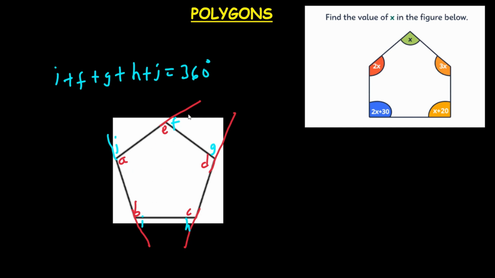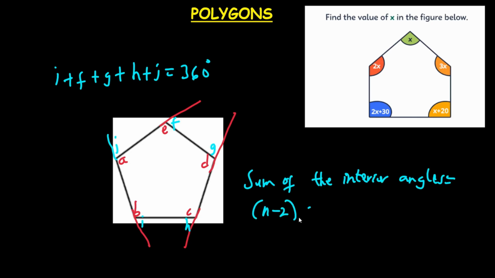Now what about the interior angles? The sum of the interior angles of a regular polygon is equal to n minus 2 times 180 degrees, where n is the number of sides of the polygon. So if the number of sides is 5, you're going to place the 5 inside the formula. If the number of sides is 6, you're going to put a 6 inside the formula. So as you can see, we have the interior angles and also the exterior angles.